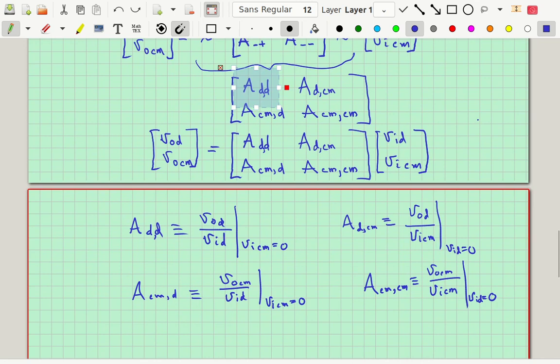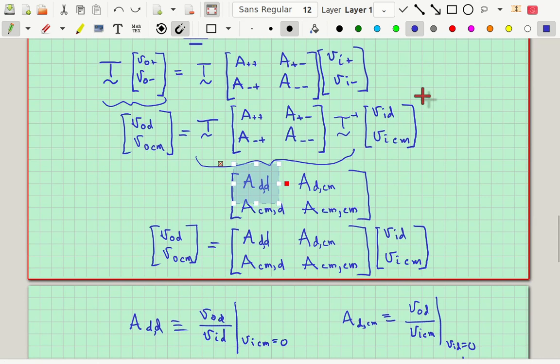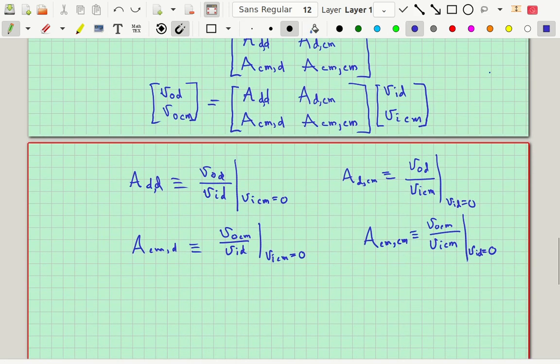So if I rewrite this equation with that new way of writing AD, ACM, and so on, the new matrix looks just like this thing right down here. And each of these elements can be found using circuit analysis. The way you would find ADD, for example, is to find the output differential voltage divided by the input differential voltage, evaluated when the common mode input voltage is 0.